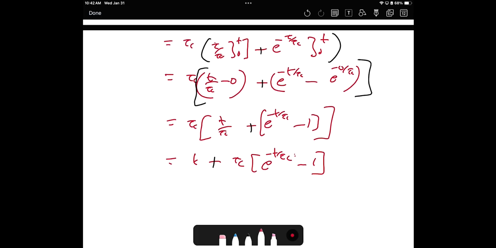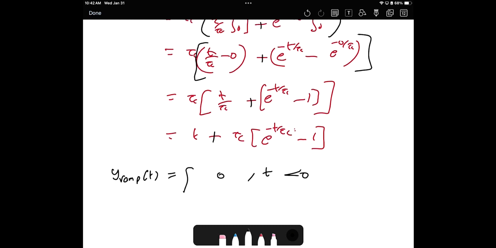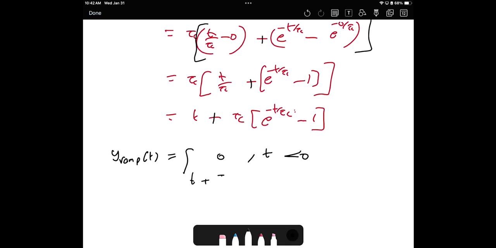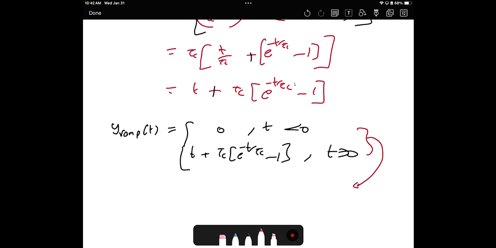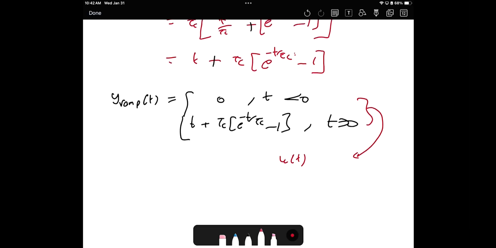Now, y ramp of t equals 0 when t is less than 0, or (t plus tau c e power negative t over tau c minus 1) when t is larger than 0. Again, this is similar to u of t. We can replace it by u of t because it's 0 when t is less than 0, or that factor when t is larger than 0.